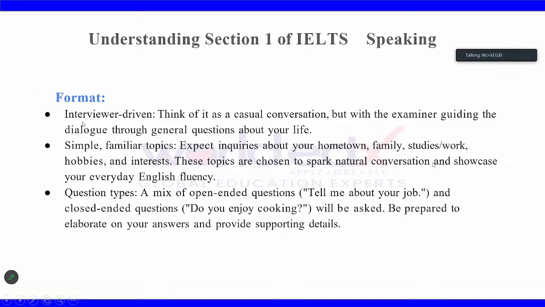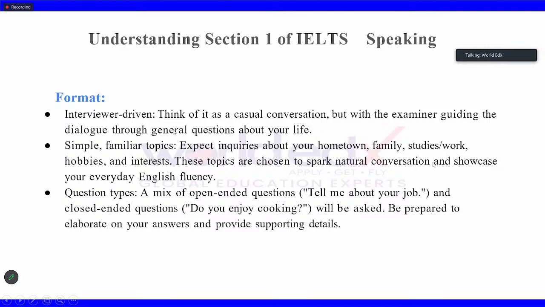Now, what is the format of this speaking section 1? It is an interviewer-driven test, where you will meet a real examiner. Think of it as a casual conversation, but with the examiner guiding the dialogue through general questions about your life. You don't need to think a lot about this exam. Think of it as just another personal interview. A person is going to ask you certain questions and you need to answer.